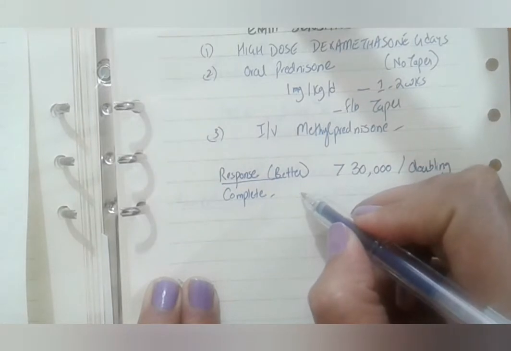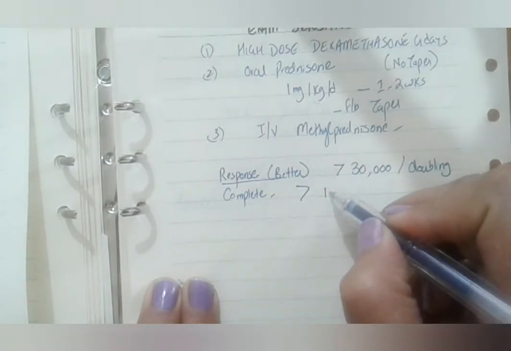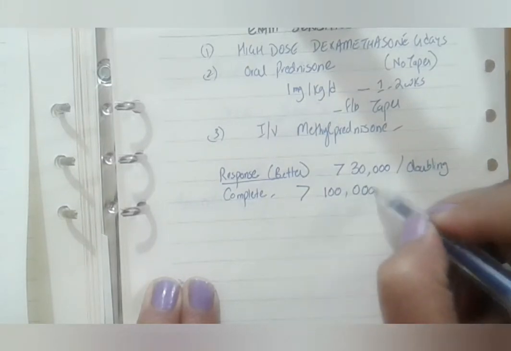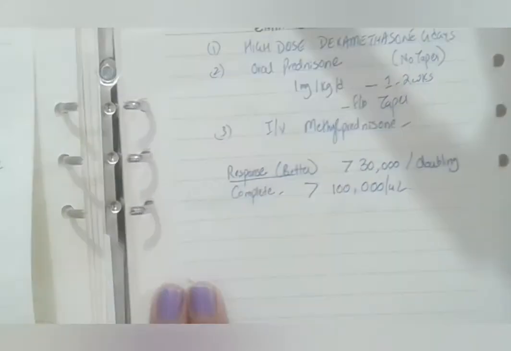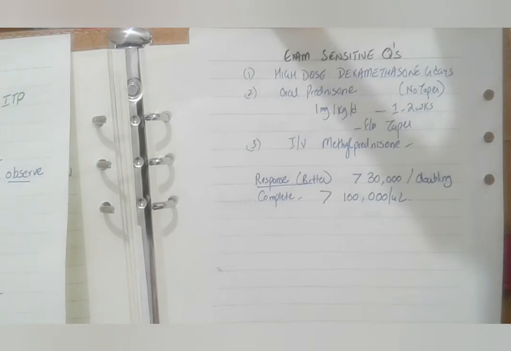And what's a complete response? It's defined by uptodate.com as when the platelet count reaches above 100,000 per microliter. These concepts are quite important, both for your exam and your wards.